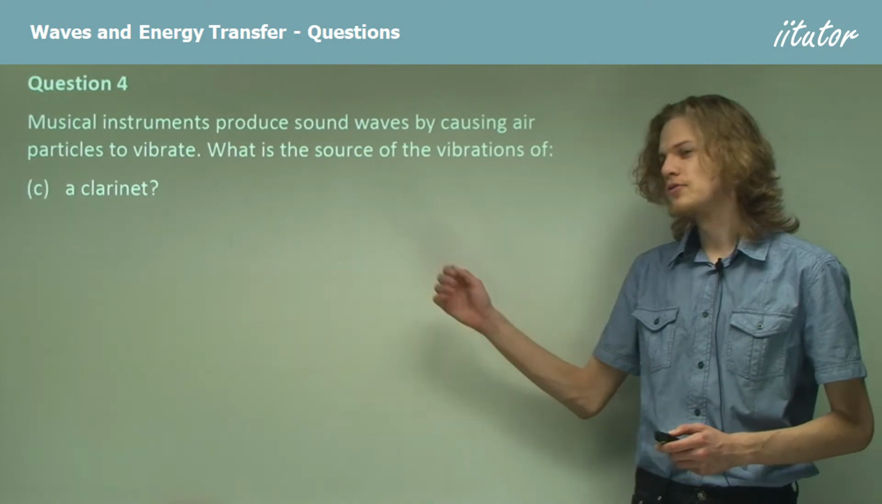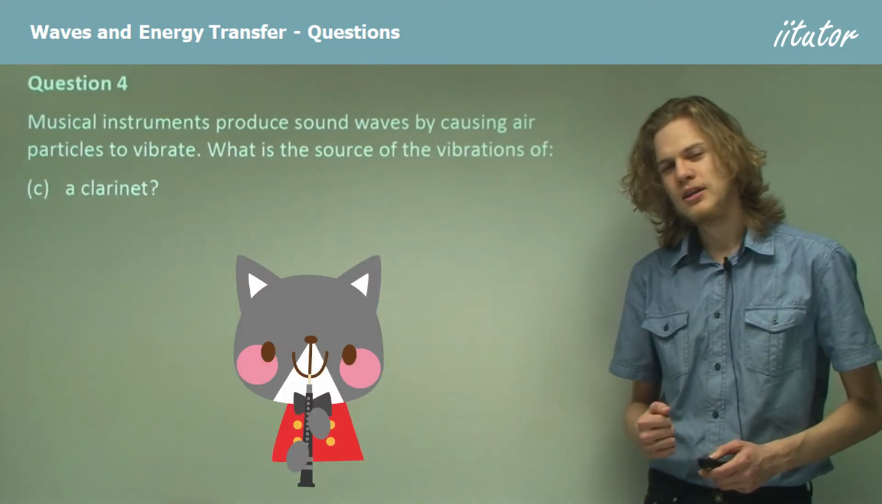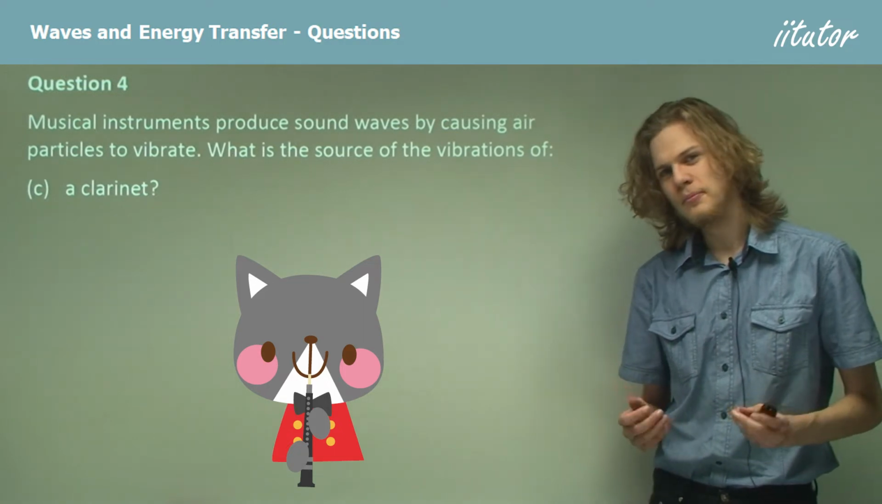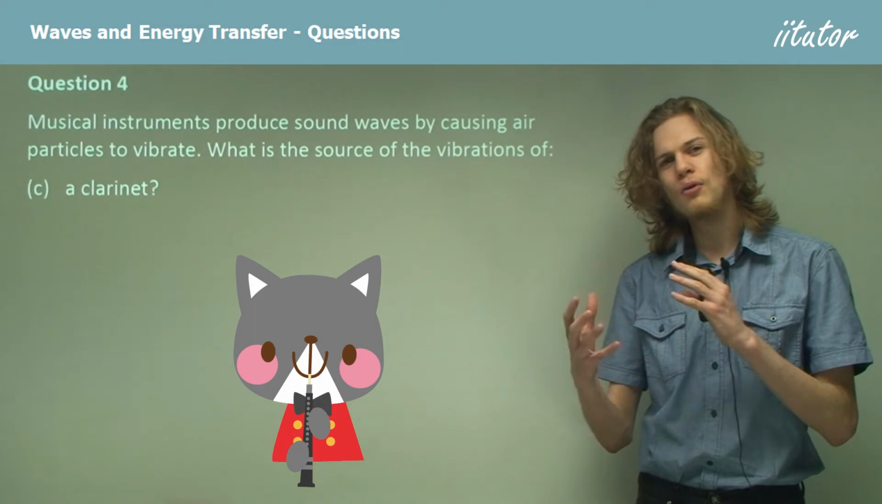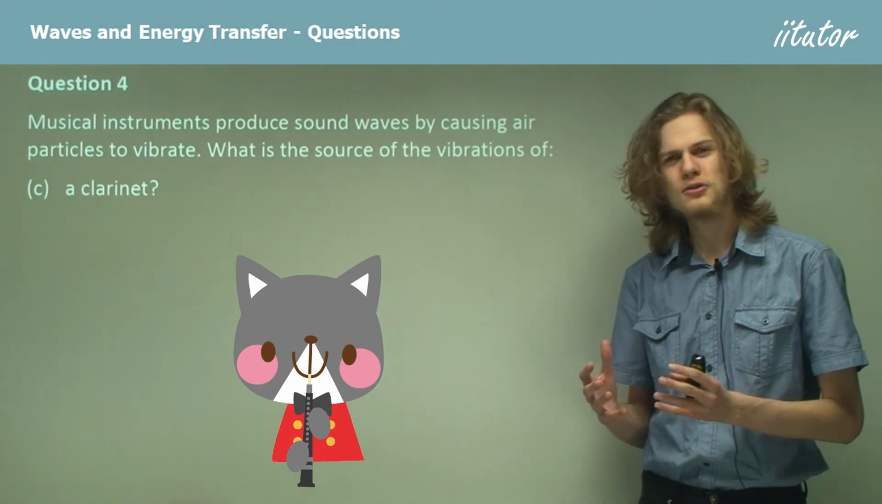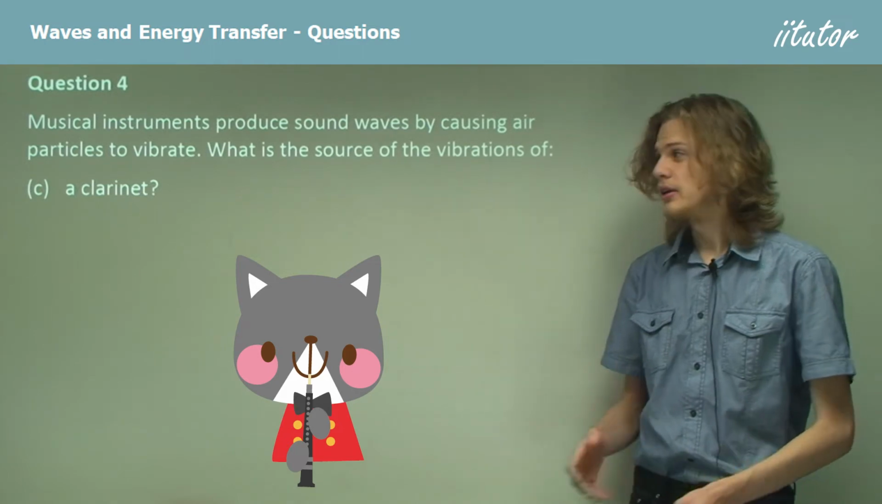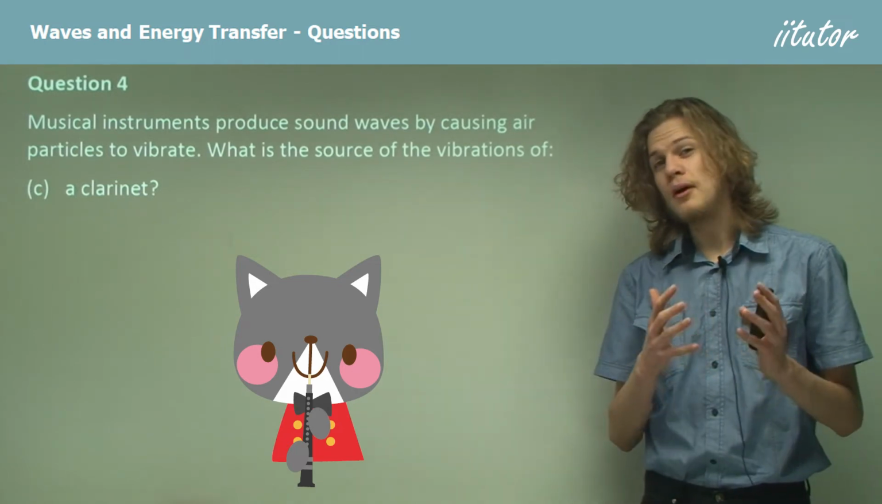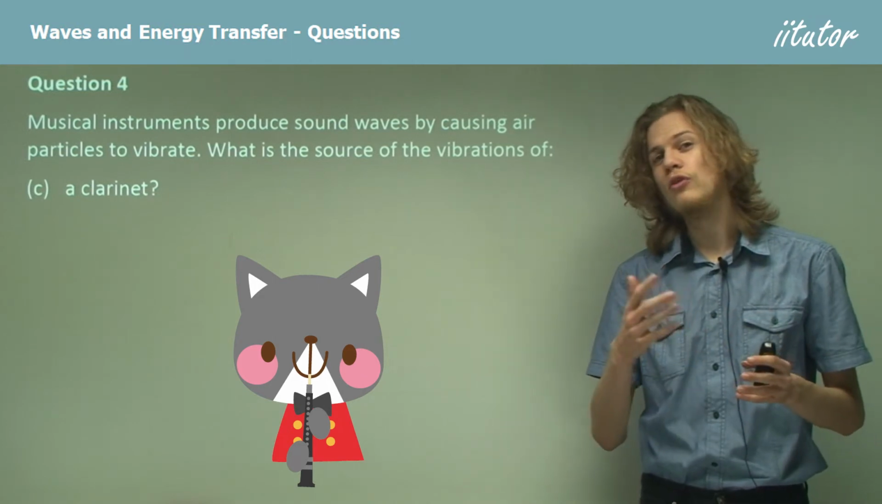C. What is the source of the vibrations in a clarinet? Now, a clarinet is a woodwind instrument. As such, there's a column of air inside the instrument which is vibrating, and that's what's producing the sound waves. So what causes the column of air to vibrate? Well, it turns out that in a clarinet, we have a reed in the mouthpiece. When the musician blows onto the reed, that reed will vibrate.